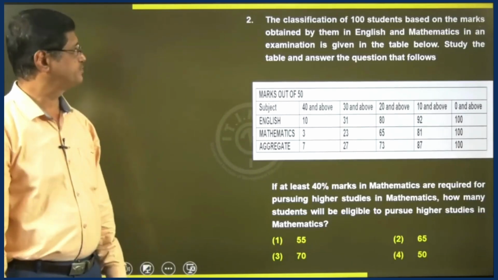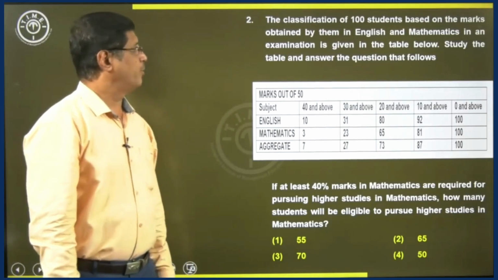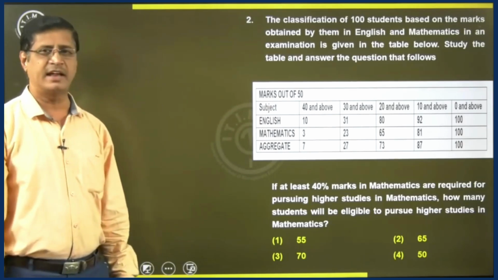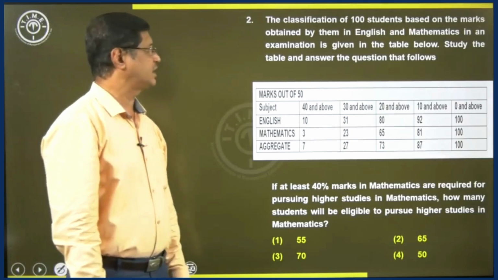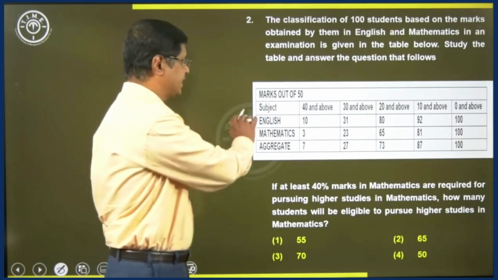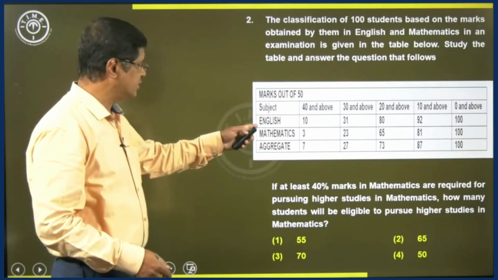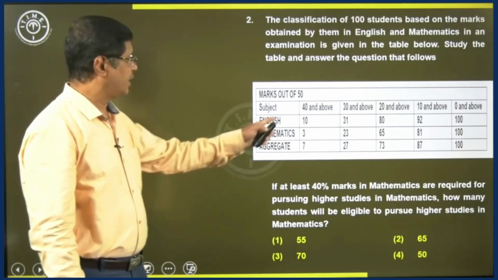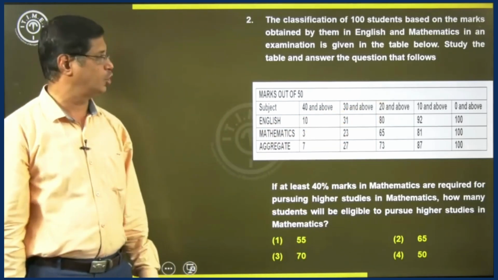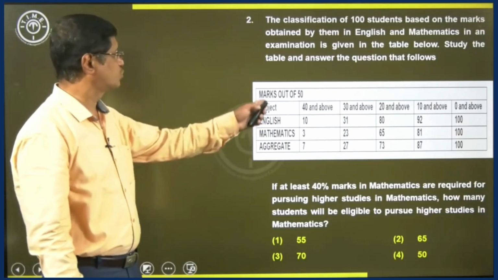Look at the next example. The classification of 100 students based on the marks obtained by them in English and mathematics in an examination is given in the table below. Study the table and answer the questions that follow. Observe the data given here. Marks out of 50 in the subjects English and mathematics, with 40 and above marks, 30 and above, 20 and above, 10 and above, 0 and above. So the number of students obtaining these marks is given.